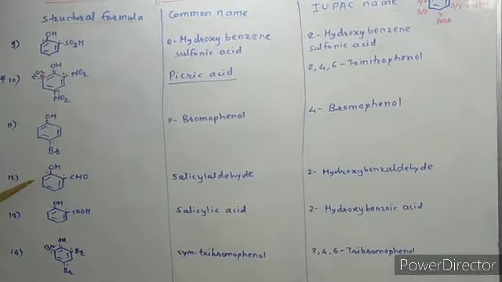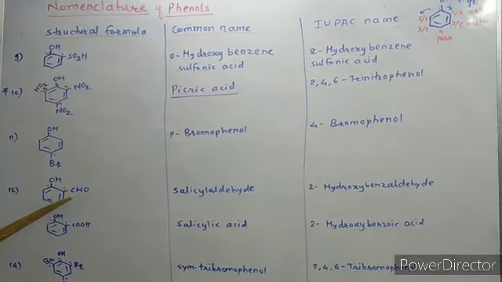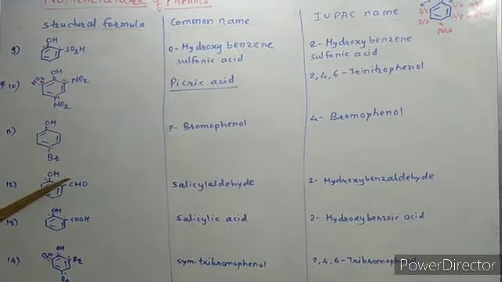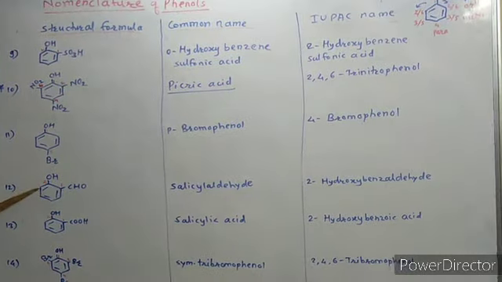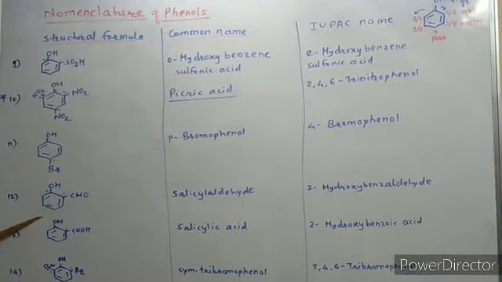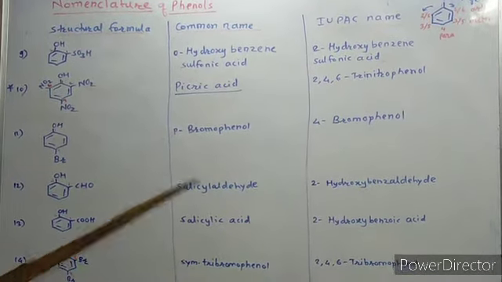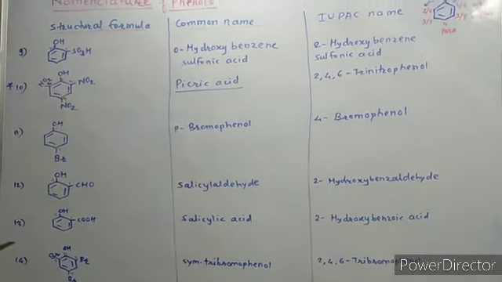Now see the next. The benzene ring attached to the CHO group, that is the functional group of the aldehyde. So this benzene ring with CHO is called benzaldehyde. So OH group attached to the second position. So that is also called salicyl aldehyde, the common name, and the IUPAC name becomes 2-hydroxybenzaldehyde.